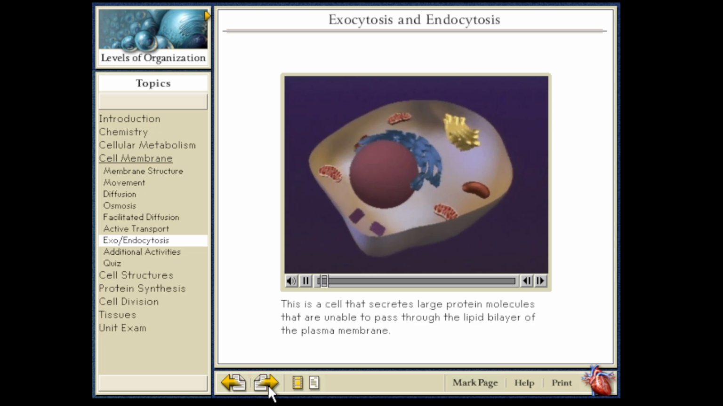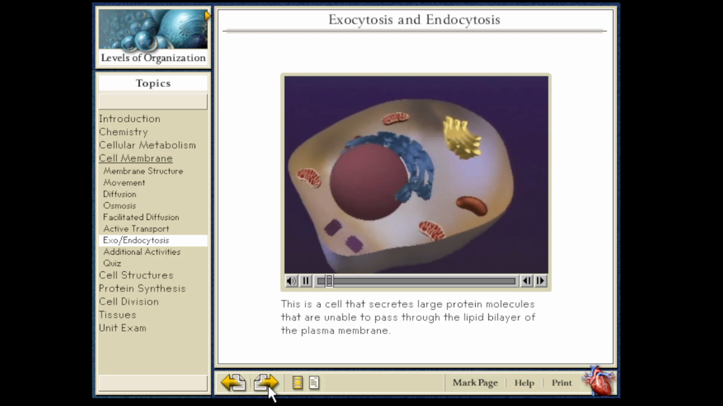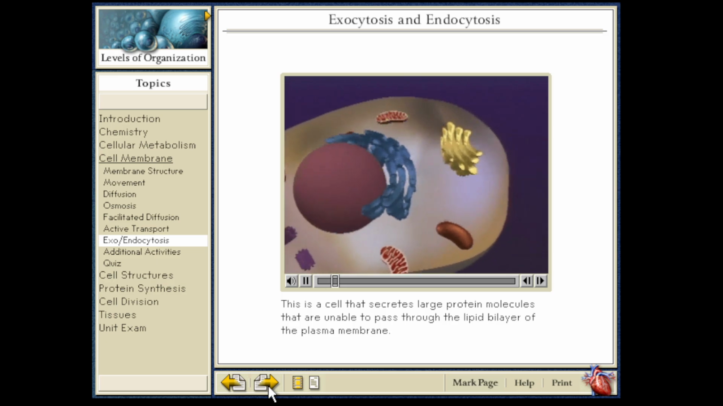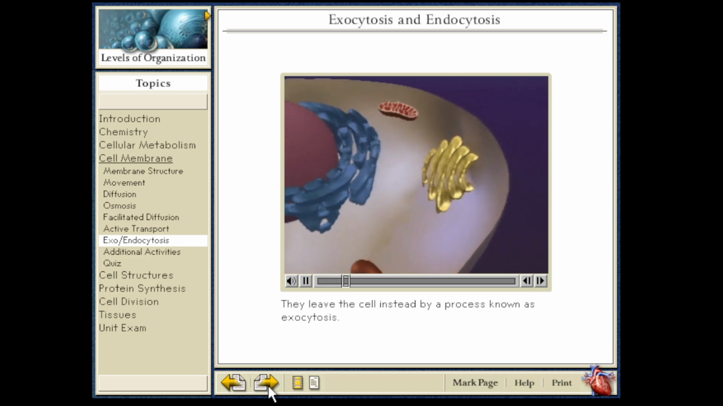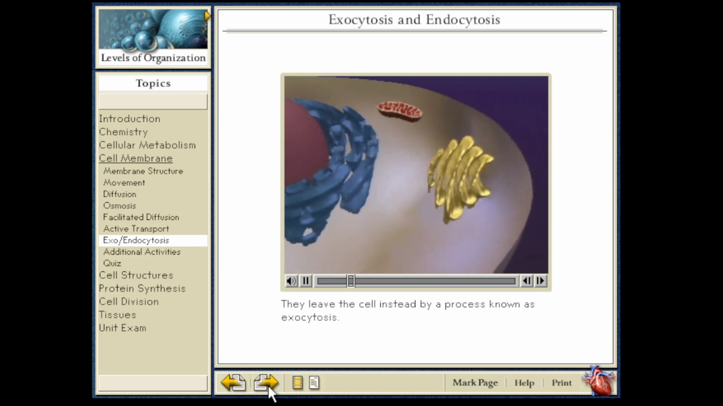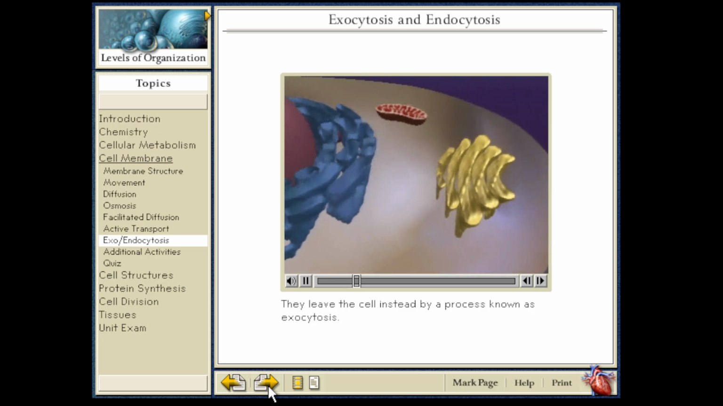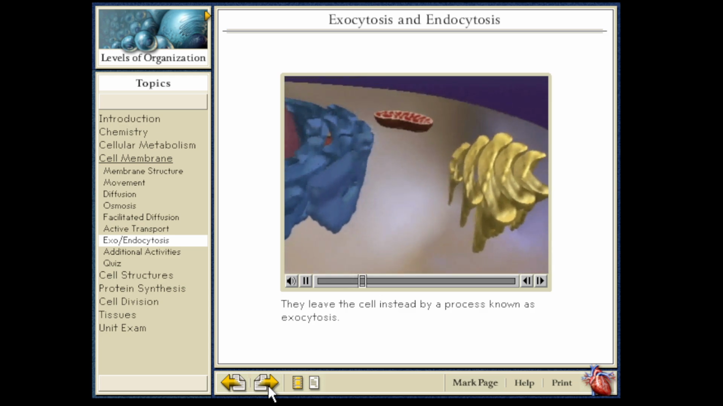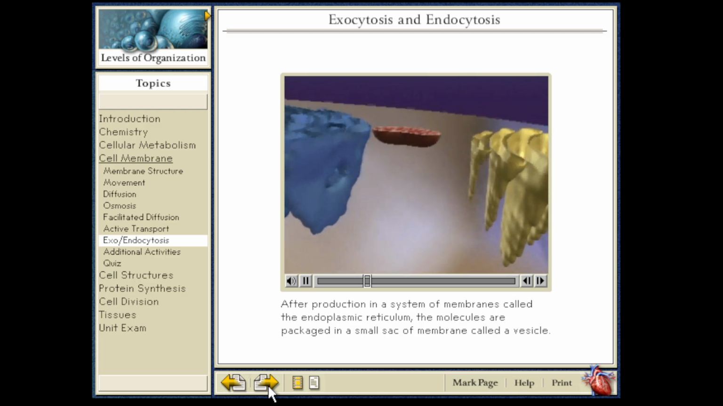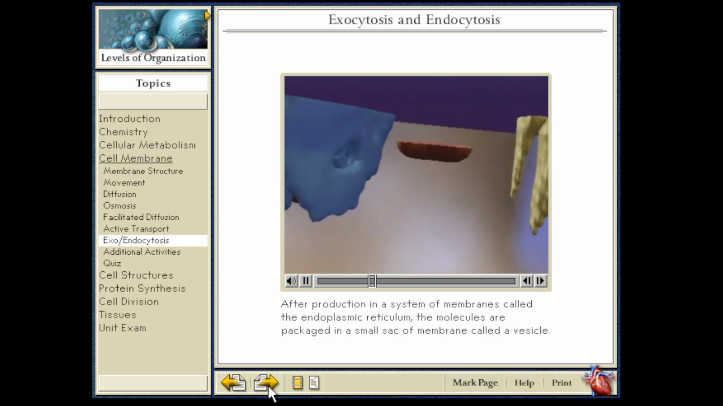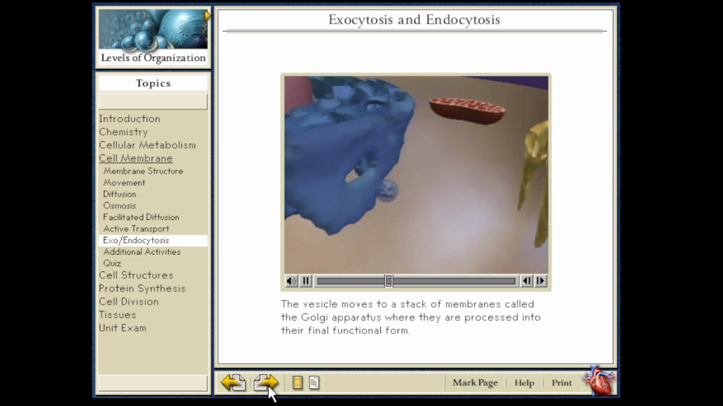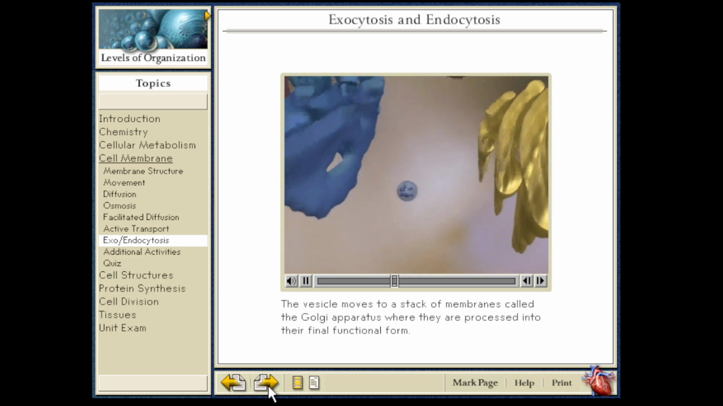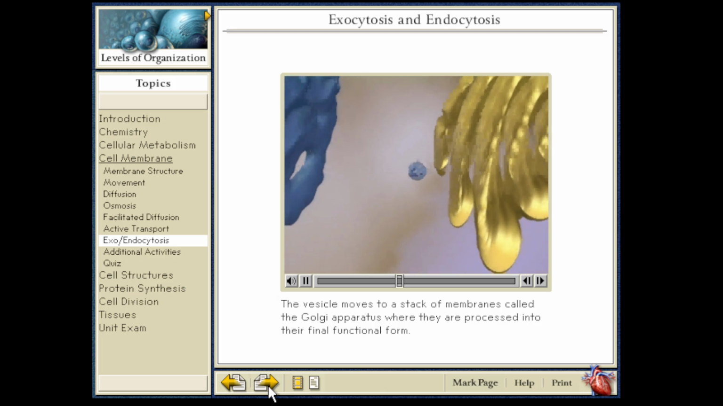This is a cell that secretes large molecules that are unable to pass through the lipid bilayer of the plasma membrane. They leave the cell instead by a process known as exocytosis. After production in a system of membranes called the endoplasmic reticulum, the molecules are packaged in a small sac of membrane called a vesicle. The vesicle moves to a stack of membranes called the Golgi apparatus.